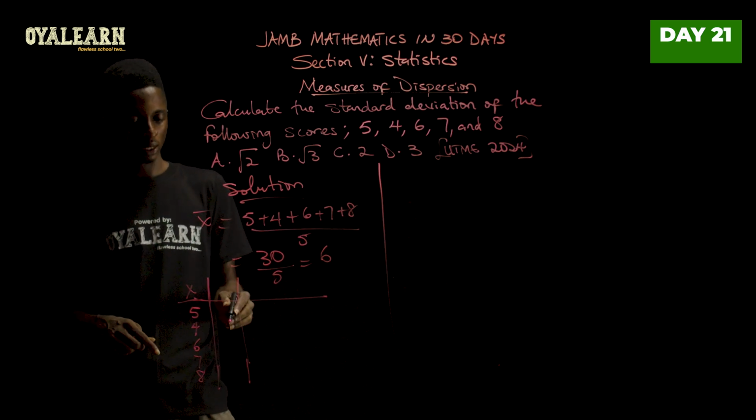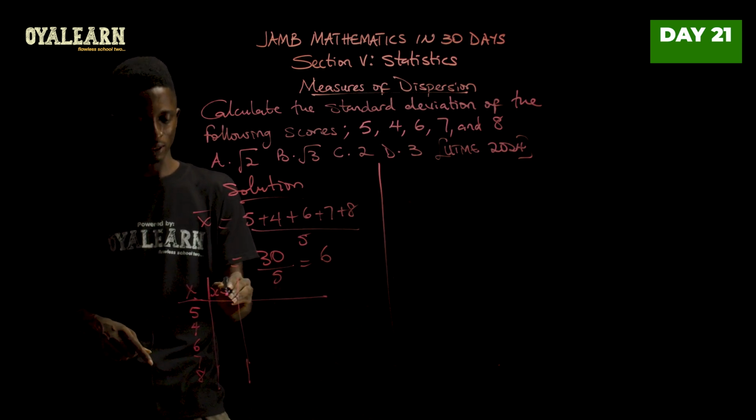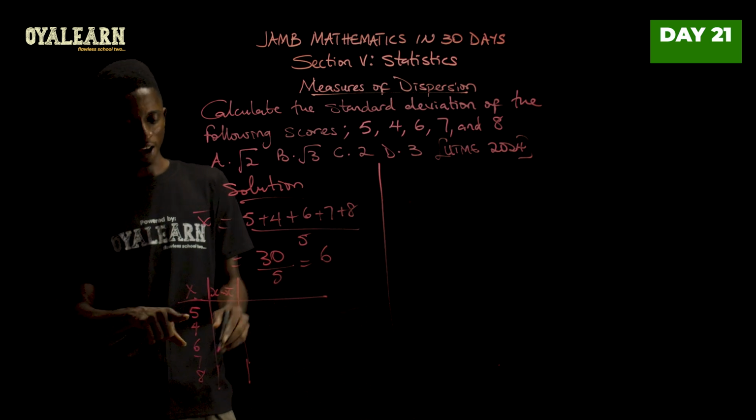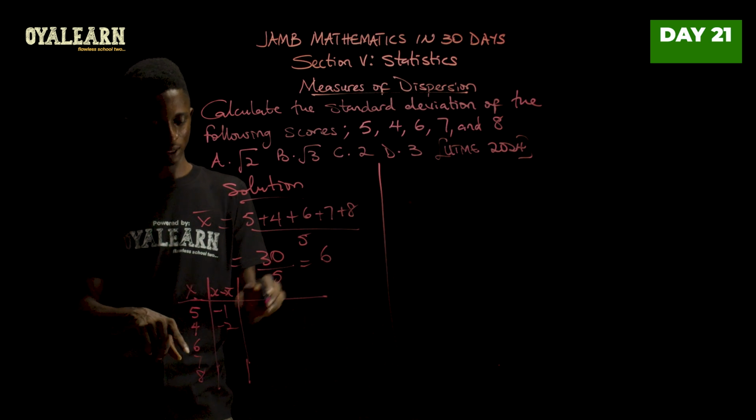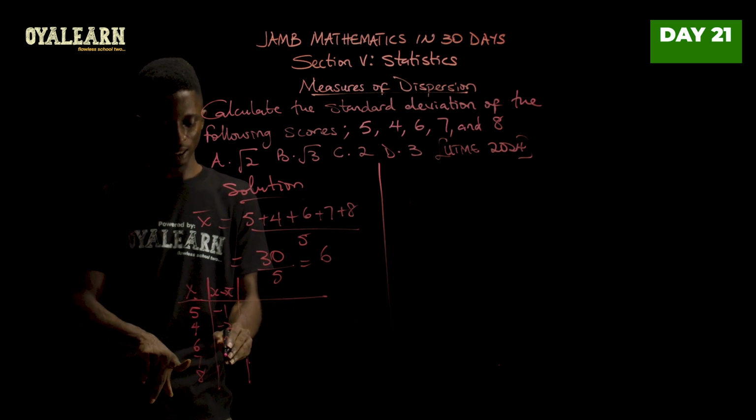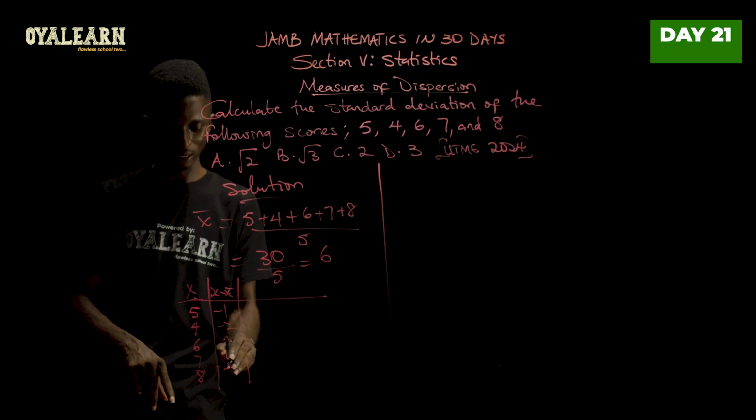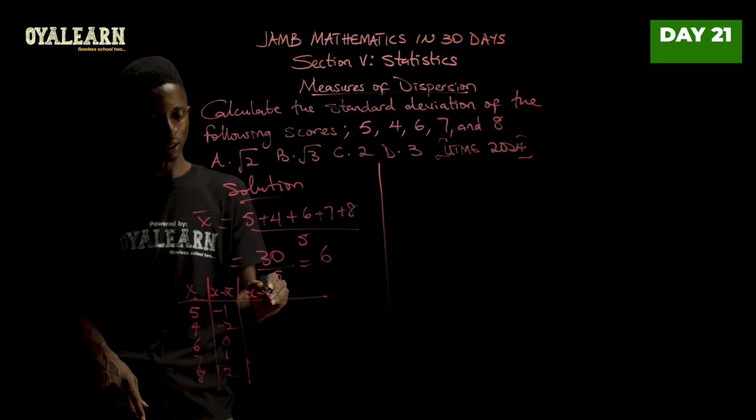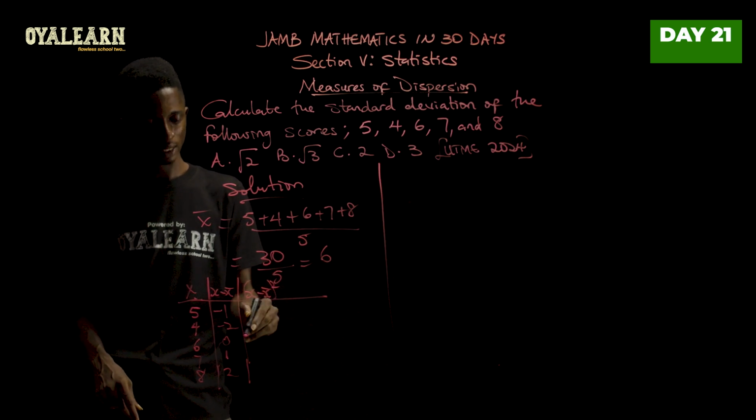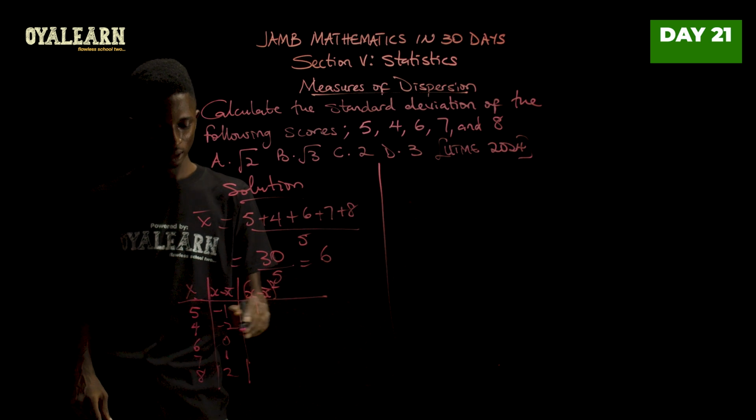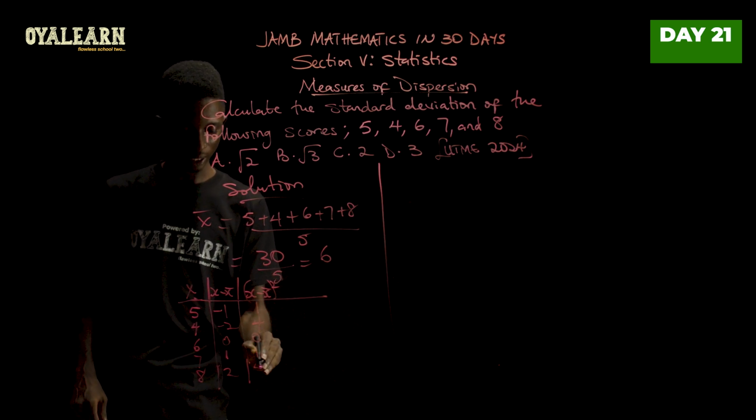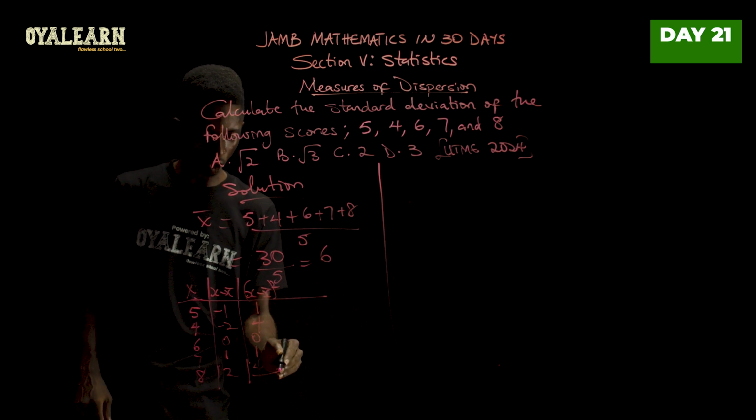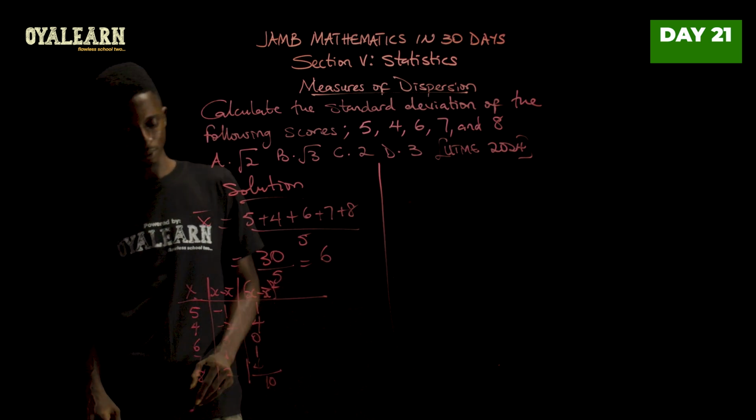Okay, so with this, we can then go on to find X minus X bar. So 5 minus 6 is minus 1, 4 minus 6 is minus 2, 6 minus 6, that's 0, 7 minus 6 is 1, 8 minus 6 is 2. And then X minus X bar in bracket squared would give us 1, 4, 0, 1, and 4. And when we add all of this together, we get 10.